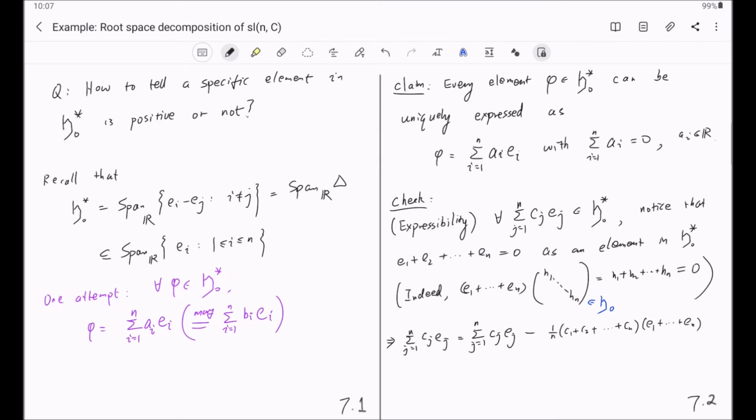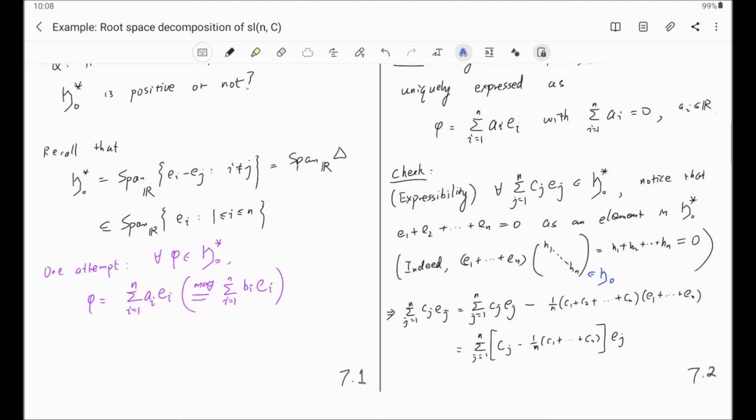And this can be rewritten as the summation from j equal to 1 to n of Cj minus this average, times E sub j. And now the coefficients of those will have sum 0. Because if you look at the sum, this is precisely C1 plus ... Cn minus C1 plus ... Cn. Because for this part, when you take the sum, you get n times 1 over n times C1 through Cn. And this will give us 0. So this verifies the expressibility.